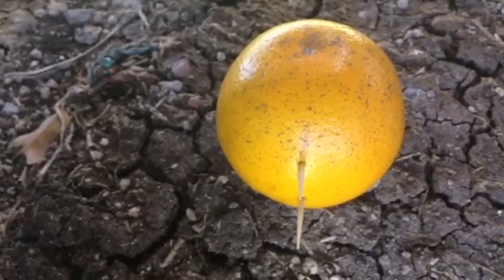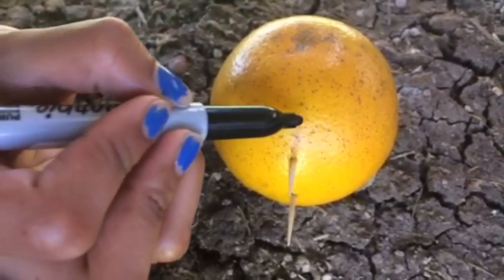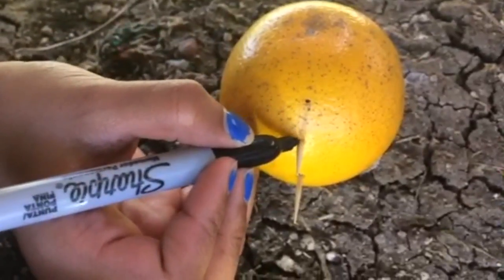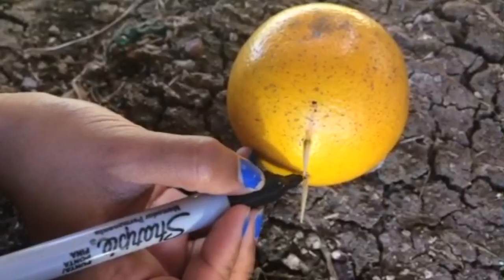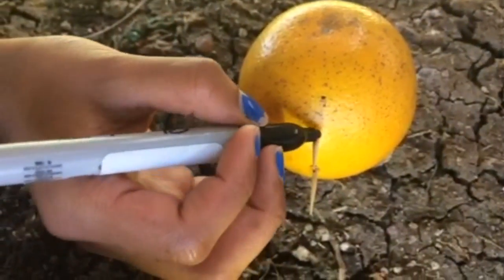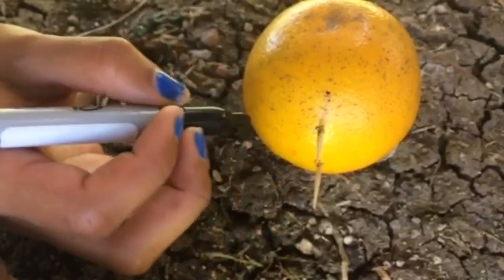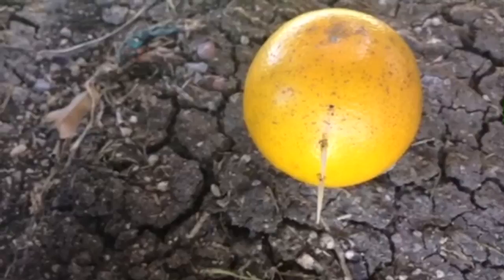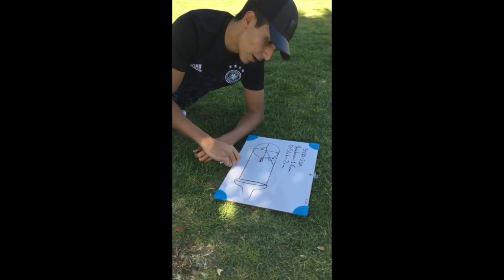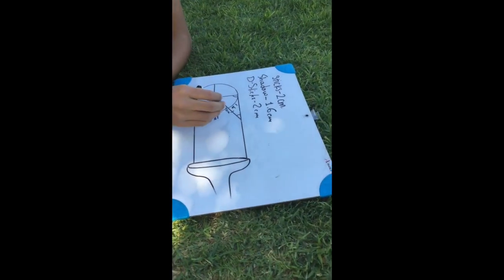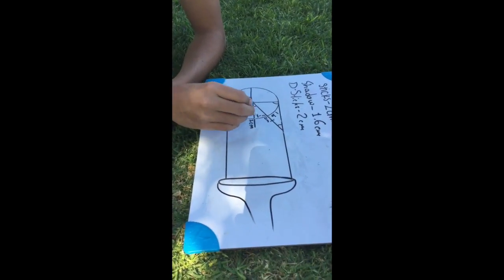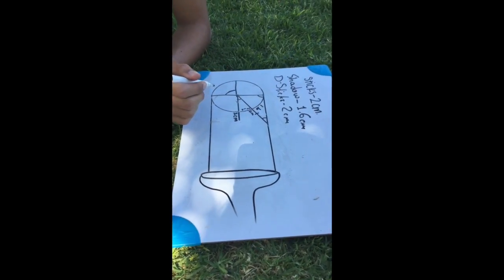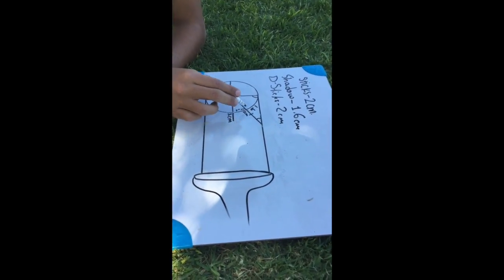Now that we have the sticks here, we are going to measure the shadow. So we're marking the shadow with the Sharpie and also the distance between the two sticks to have all the measurements that we need. So here we have the measurements. In the drawing we have the two sticks which measure 2 centimeters, the shadow which measures 1.6, and this arc.